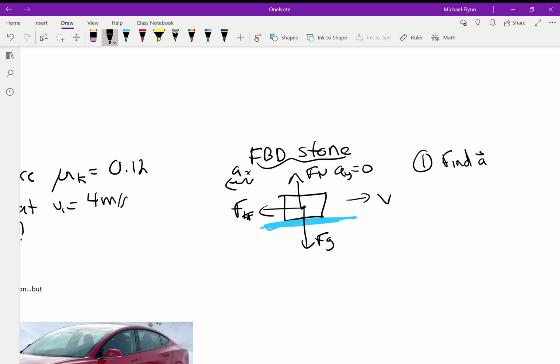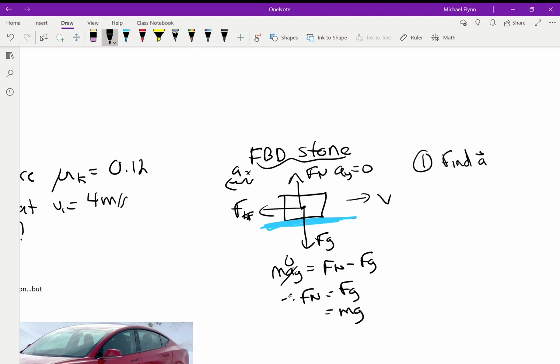So here's how you find A. First, we're going to find the normal force. We do that just by going like this: ma in the vertical direction will equal Fn minus Fg. But this is 0 because there's no vertical acceleration. Therefore, Fn is just equal to Fg, which is equal to mg. We need the normal force to find friction, right?